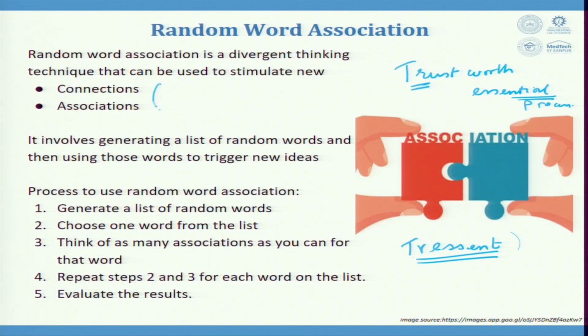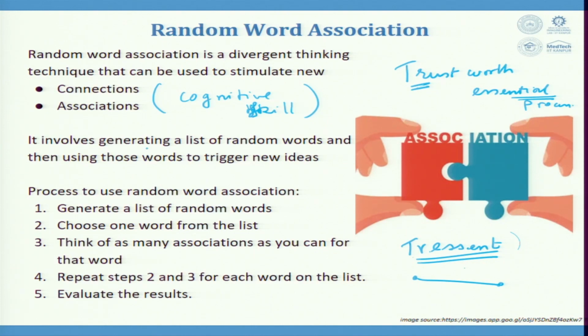So, random word association is more of a cognitive skill, which is not so easy also, right. It is a little tricky, but we try to use it. Random word association is a divergent thinking technique that can be used to stimulate new connections and associations. We try to make connections and associations. Connections means one to one is connection. Association means you are trying to link these two with some other thing, which is an association.